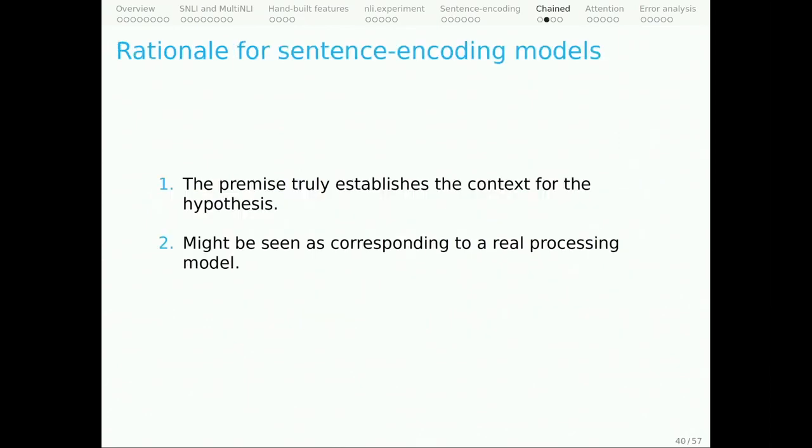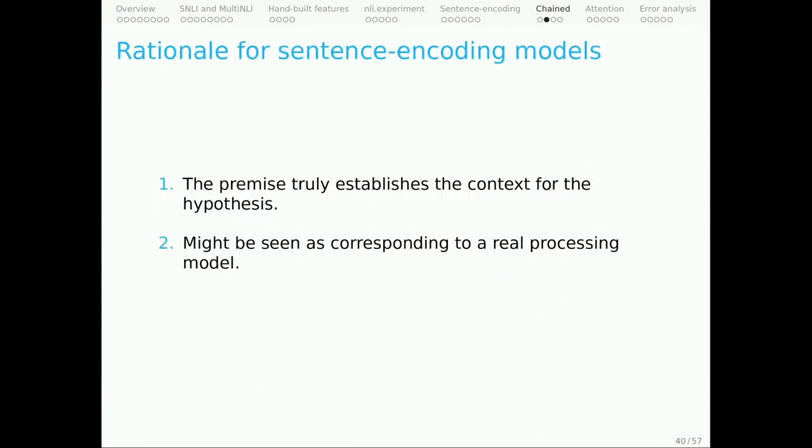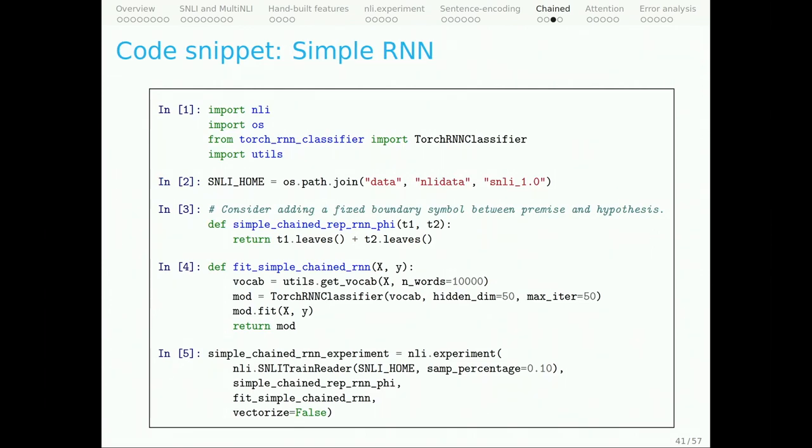The rationale for this would be that the premise really and truly establishes the context for the hypothesis, because it's as though a human reader has gone through and read them and then made a decision about the blurred together example pair. And maybe that corresponds to some real processing metaphor. Then this is the throwaway here: you don't have to do anything except define a new feature function, which just concatenates the leaves of the two trees, and then everything else is just code that's already in the course repo, and you can run your experiments in the usual way.